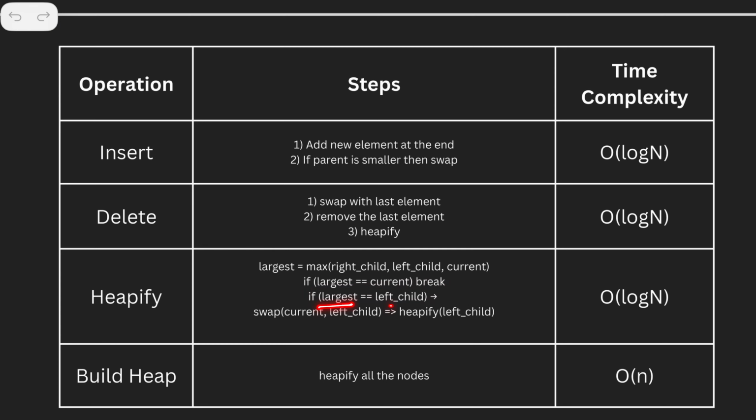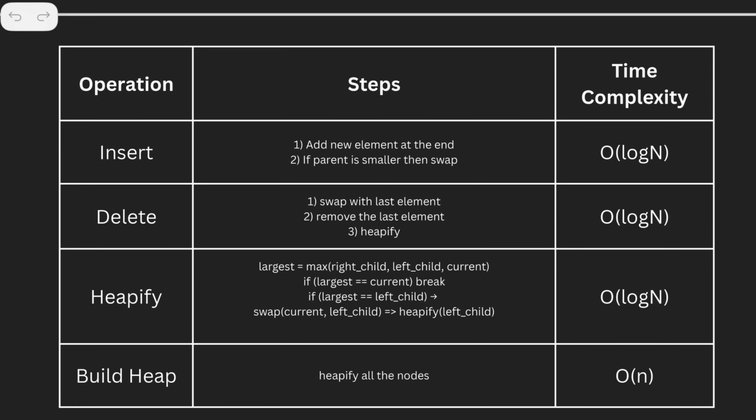If largest is the left child or right child, we swap the current node with the left or right based on the largest value, and then again we heapify. If the largest value is the left child, then we heapify the left child. If the largest value is the right child, then we heapify the right child.